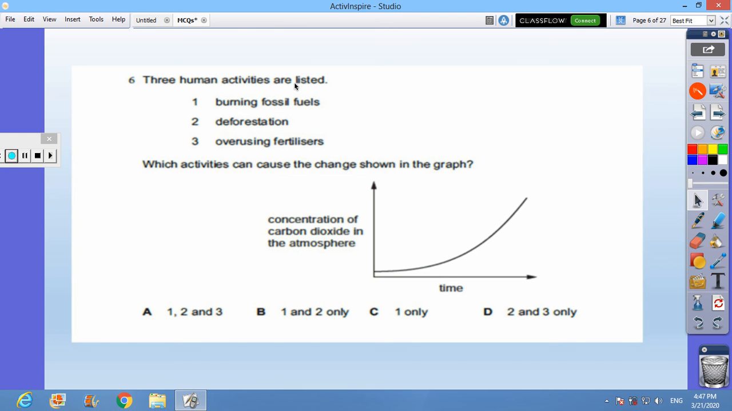Question 6, 3 human activities are listed: 1, burning fossil fuel, 2, deforestation, 3, overuse of fertilizers. Which activities can cause the change shown in the graph? The change is that over time the concentration of carbon dioxide in the atmosphere increases. So the proper answer is B, 1 and 2 only. Burning fossil fuel and deforestation. Overuse of fertilizers doesn't have an effect on increasing carbon dioxide concentration in the atmosphere.